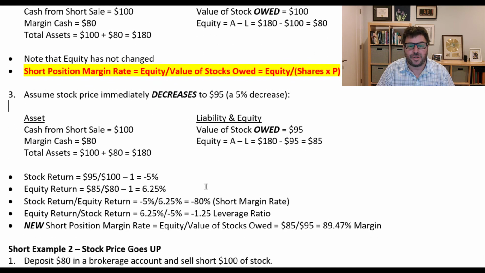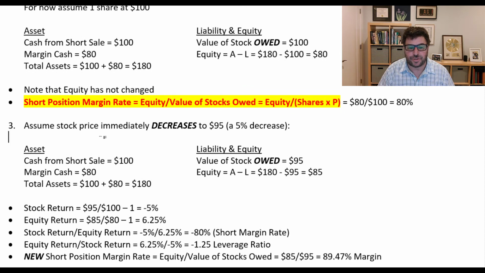And so now the asset, the cash from the short sale, hasn't changed because that's just cash. The margin cash hasn't changed. I still have $180 worth of assets in the account. But my liability, what I owe, because I owe one share, is now $95. That has decreased. And so my equity used to be 180 minus 100 is 80. Now my equity is 180 minus 95 is 85.